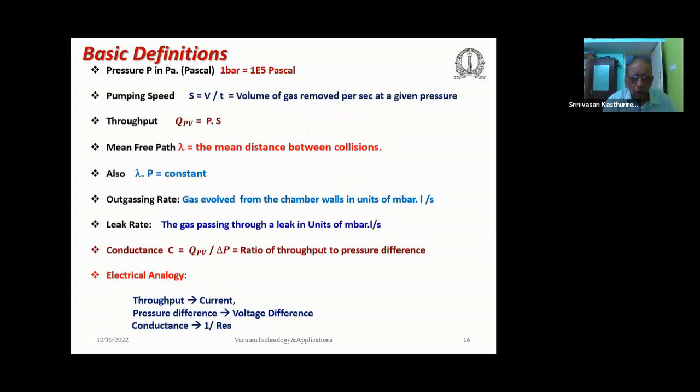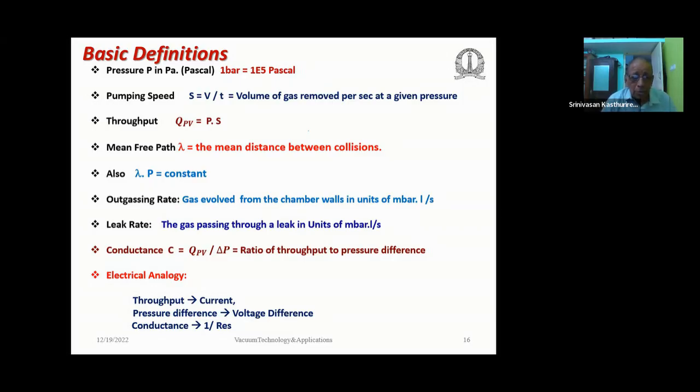Okay, this we know. For example, pressure, 1 atmosphere is 760 torr, or 760 millimeters of mercury, that is equal to 1 bar. You call it as bar, or it is 1 into 10 to the power 5 pascals. Okay, 1 pascal is 1 newton per meter square.